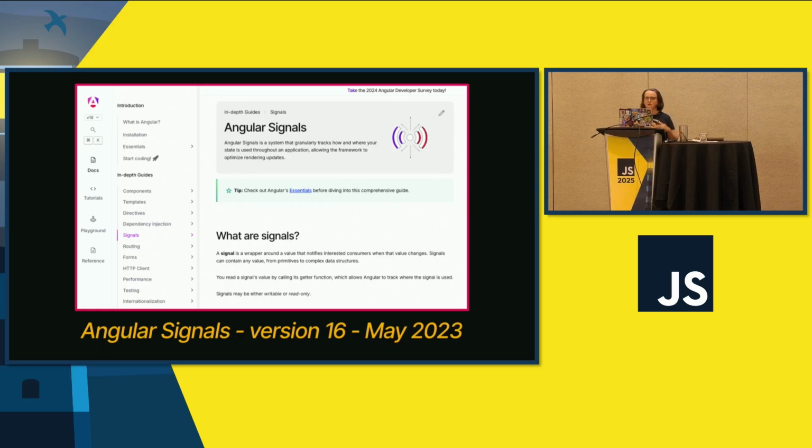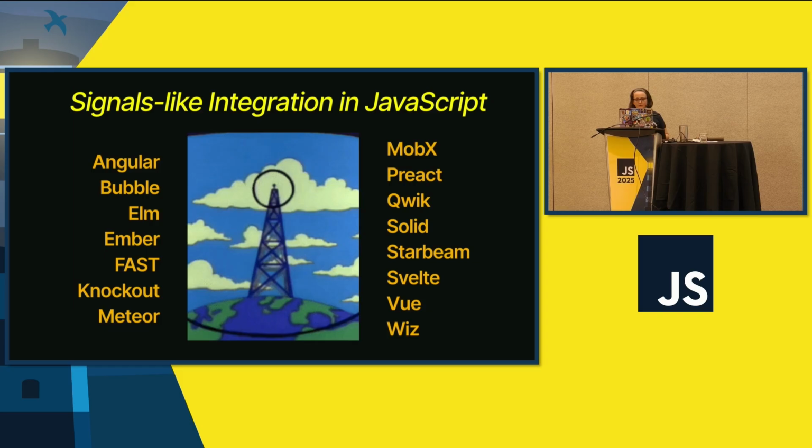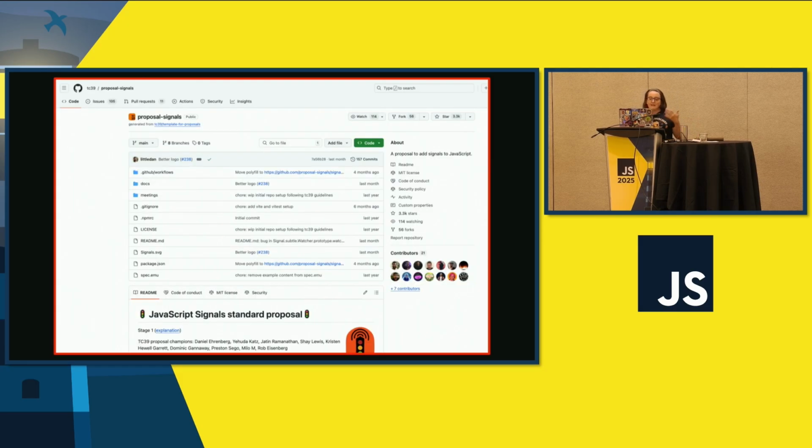So the reason I wrote this talk is that in version 16 of Angular, which was released in May of 2023, they introduced signals to Angular. In Angular, all of us were like, what are those? We had no idea. It wasn't something that we were familiar with. But I started looking around in other JavaScript frameworks and just the ecosystem in general, and there are signals-like integrations all over JavaScript. And then there's also a TC39 proposal to add signals to JavaScript.